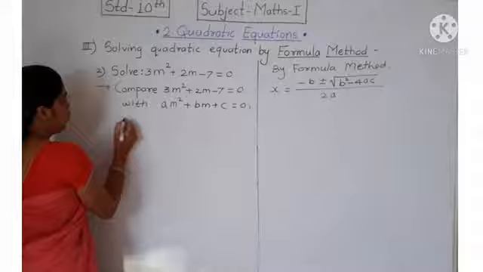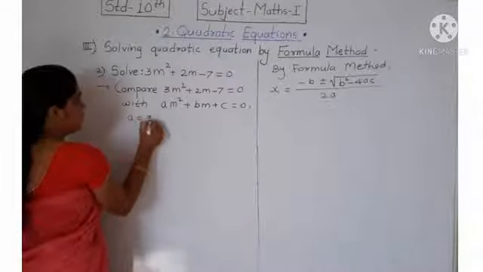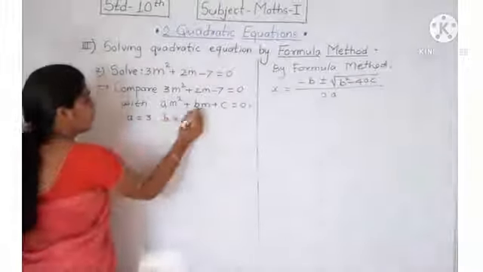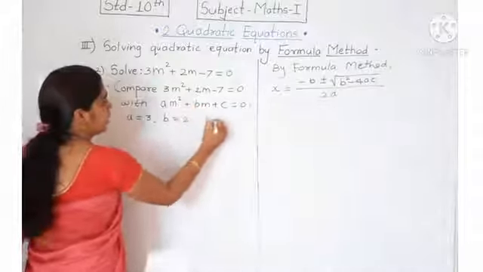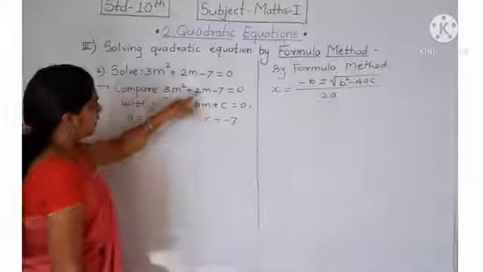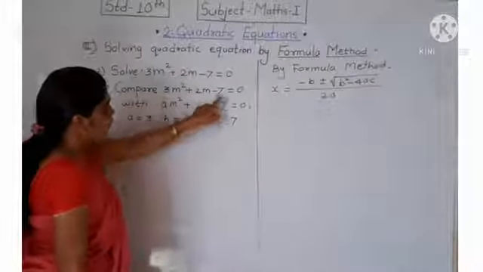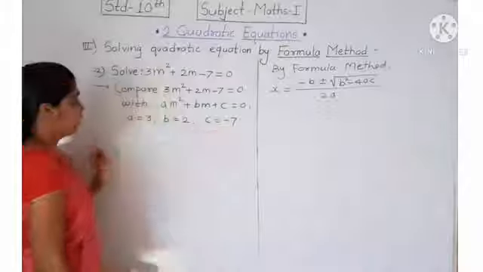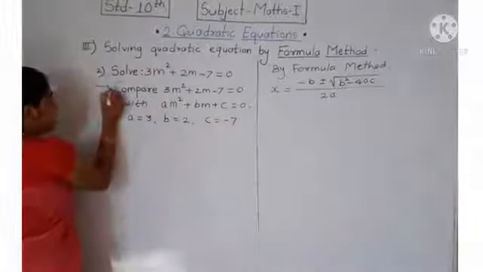What is the value of a? a is equal to 3. What is the value of b? b is equal to 2. And what is the value of c? c is minus 7. Okay. This is the first step.